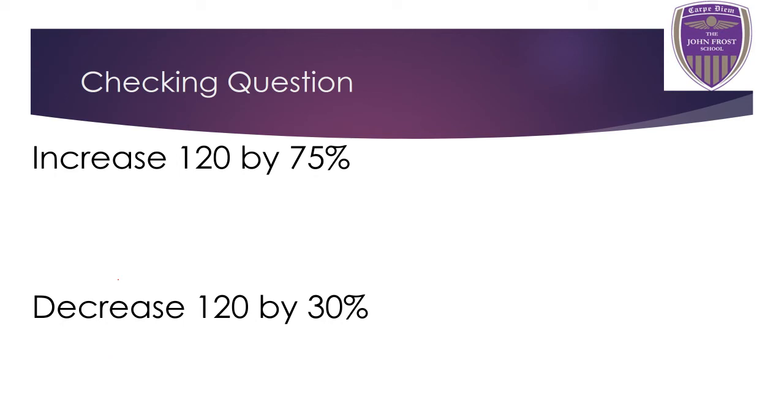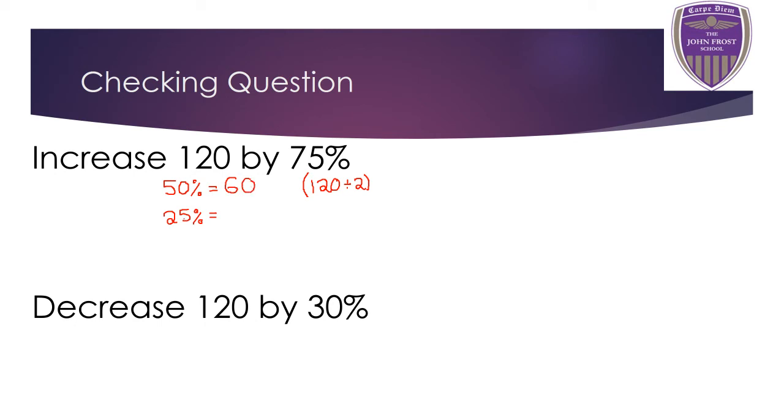Okay, so increasing 120 by 75%. So I need to find a way to get to 75%. And the way I'm going to do it is I'm going to use 50%. And I'm going to use 25%. I know if I add these 2 percentages up, I will get 75%. But what is 50% of 120? Well, remember, to get 50%, I divide it by 2. So 120 divided by 2, and that will give me 60.